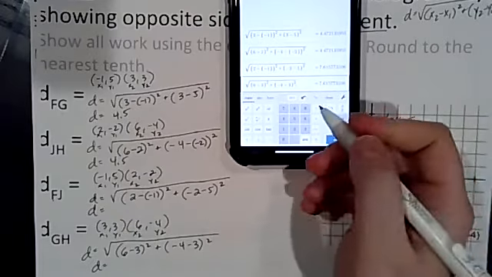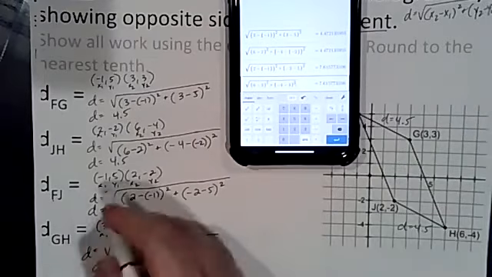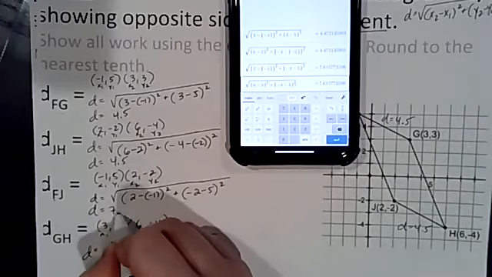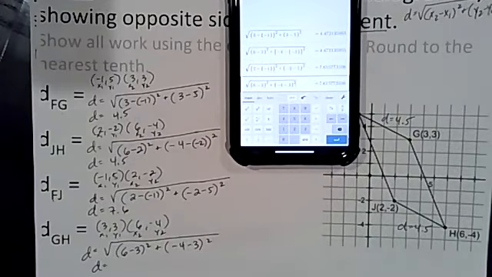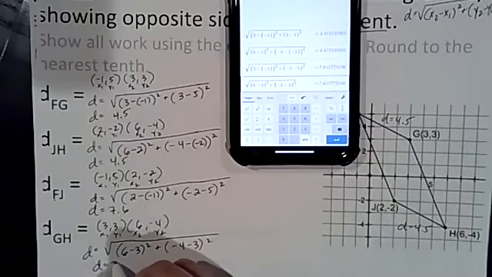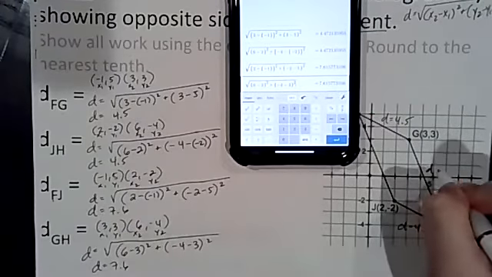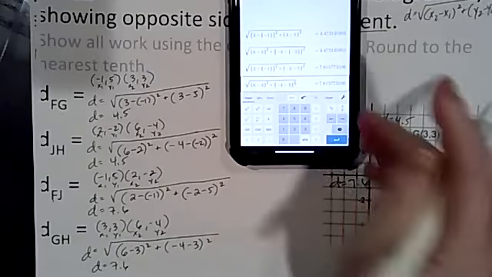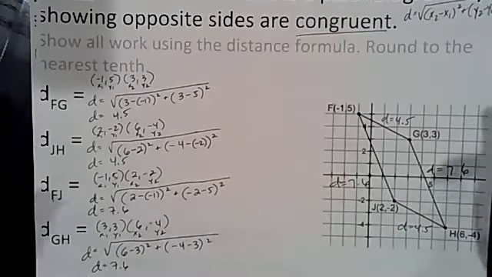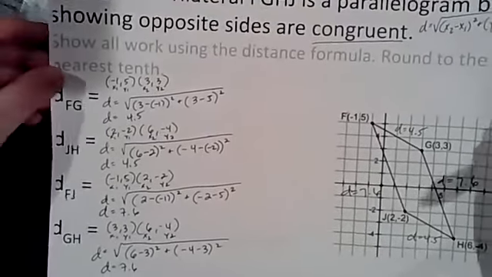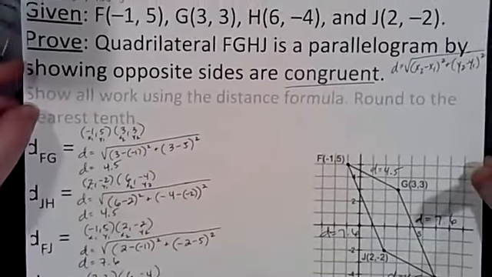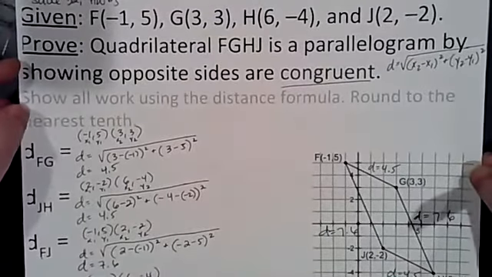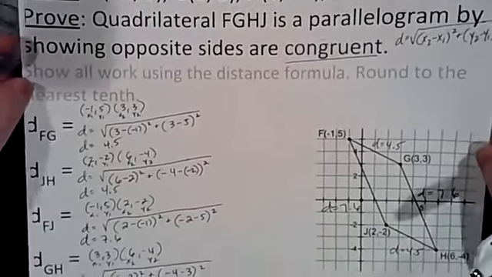So I'm going to go ahead and round that to 7.6. So for F to J, my distance is 7.6. And for G to H, my distance is the same. D equals 7.6. D equals 7.6. So using the distance formula and my math, I just proved that FGHJ is a parallelogram by showing that the opposite sides are congruent.